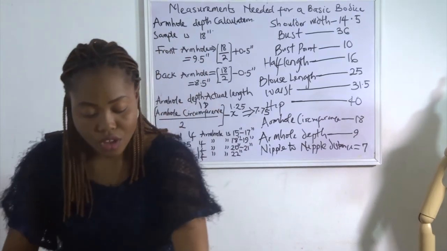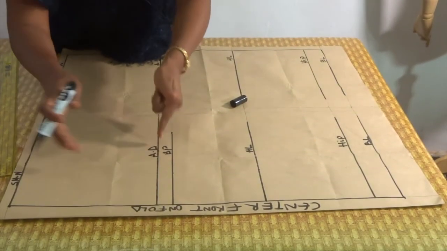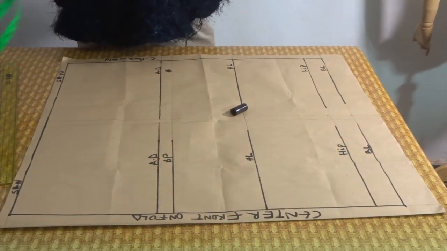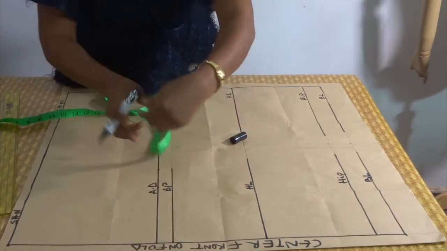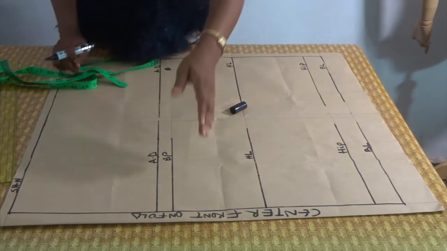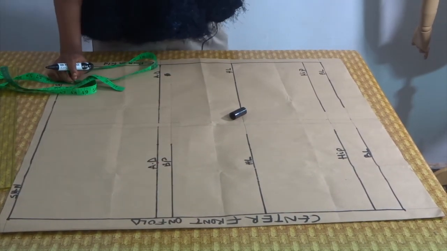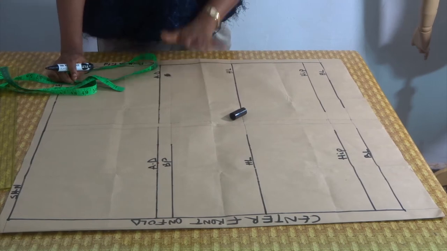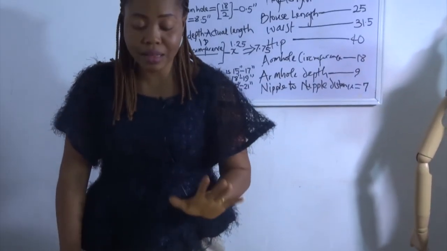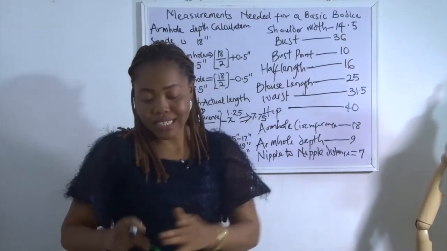So for the armhole depth line, 9, you will still mark your bust as horizontal measurement there. So my bust is 36. Remember, both the back and the front are unfolded. So my back and my front pattern will be divided into 4. Whatever measurement I want to use for horizontal measurement will be divided by 4. So my bust divided by 4 is 9.